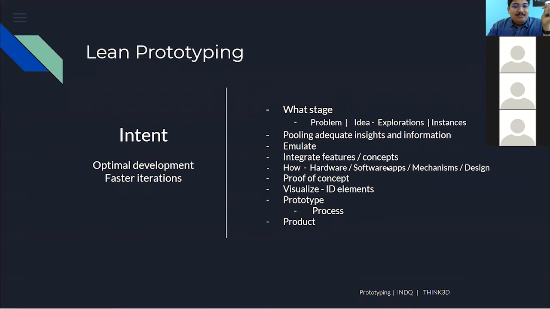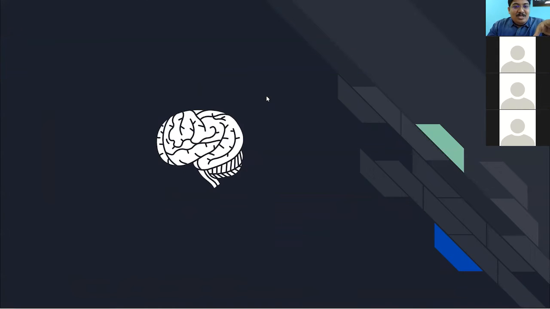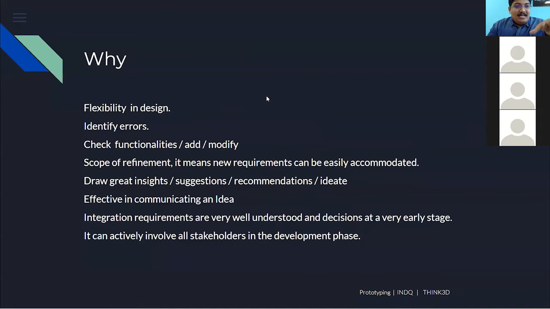And how do you create a proof of concept and better visualize a product using industrial design elements. Until you fire up your neurons, you won't be able to think of better ideas. That's the reason you prototype.